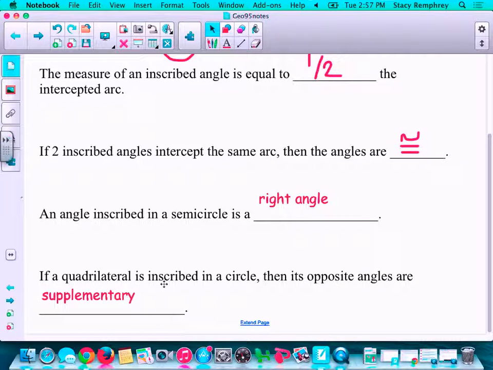If a quadrilateral is inscribed in a circle, then its opposite angles are going to be supplementary. If you look at opposite angles of the quadrilateral that's inscribed, the arcs they intercept actually end up intercepting the whole circle together, those angles. A whole circle is 360, so half of that is 180. And again, we went into discussion more on the exploration day of why this works.